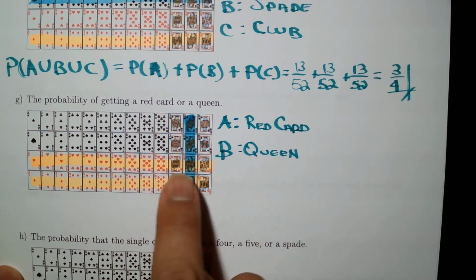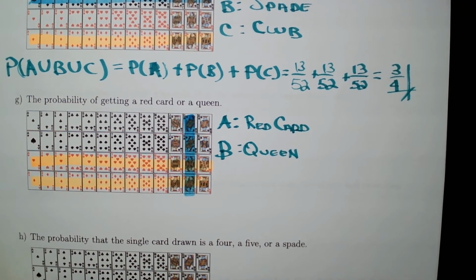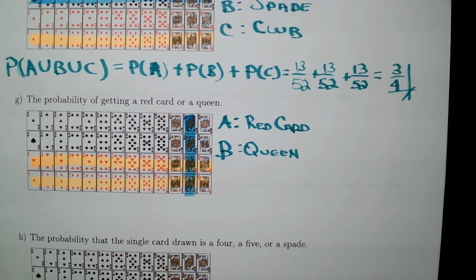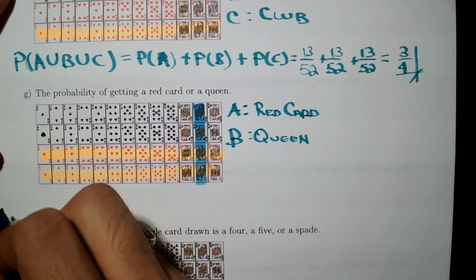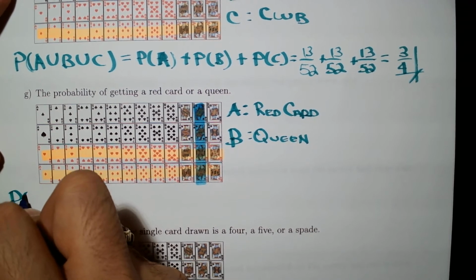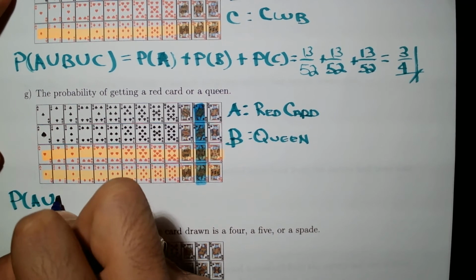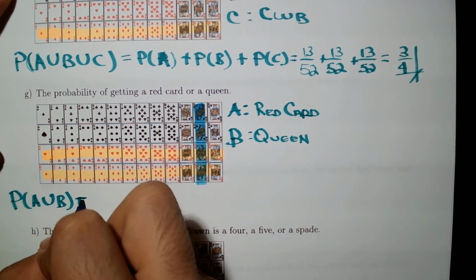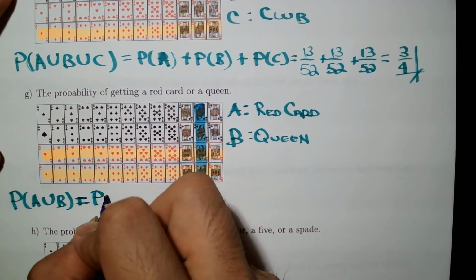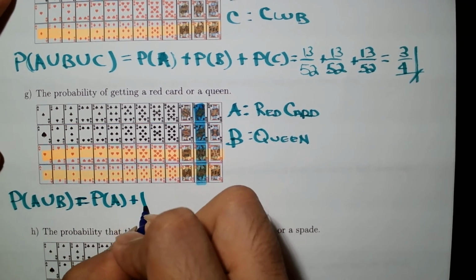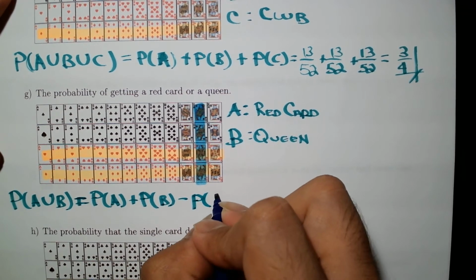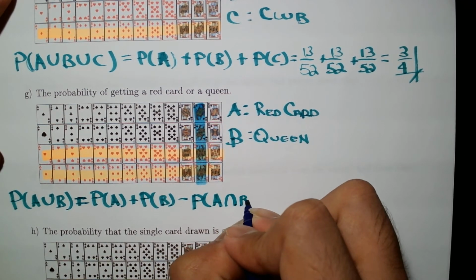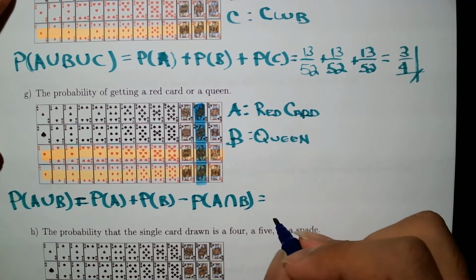Okay, in this case, if you notice, there are overlaps, so these two events are not disjoint or are not mutually exclusive. So when we look for the probability of A or B, in this case it will be the sum of the individual probabilities, but in this case minus the overlaps, which in this case it's going to be 13.